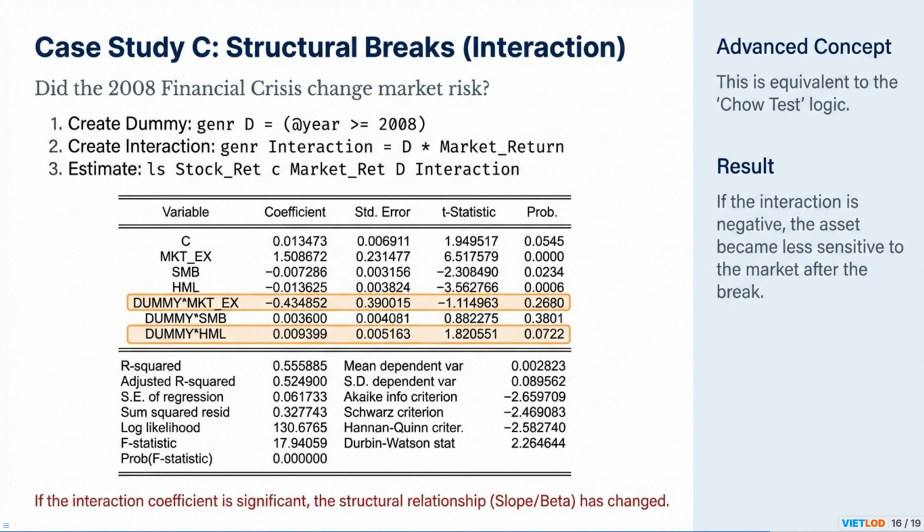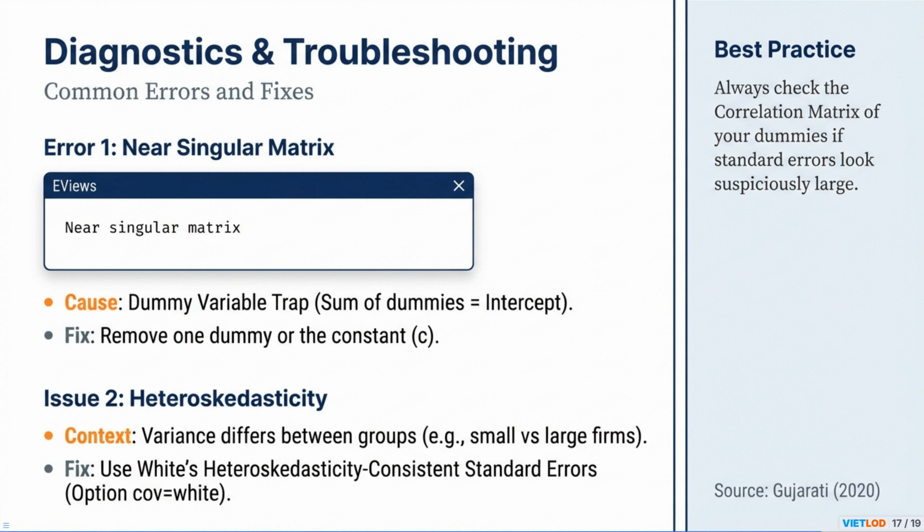The key finding is in the coefficient of the interaction term, dummy times market x. In our results, its coefficient is minus 0.434852 with a p-value of 0.2680. Since this p-value is greater than 0.05, we conclude that the interaction coefficient is not statistically significant. This means we do not have sufficient evidence to say that the structural relationship, specifically the slope or beta, of the asset significantly changed after the 2008 financial crisis. If this interaction had been significant and negative, it would imply the asset became less sensitive to the market after the break.